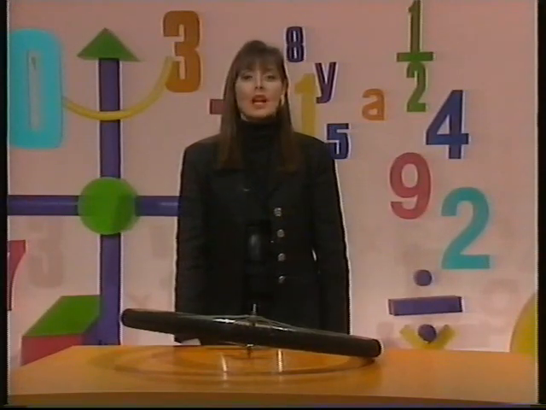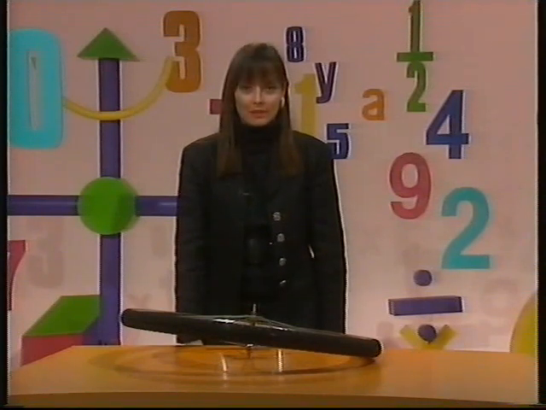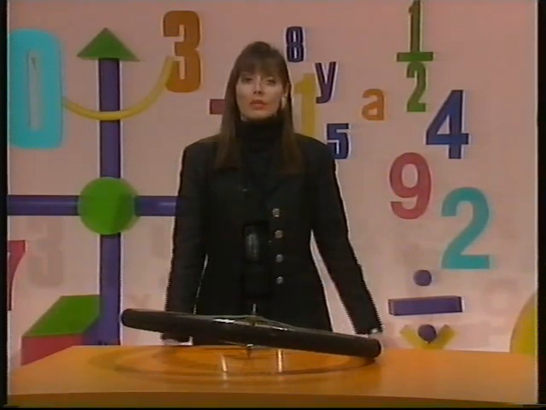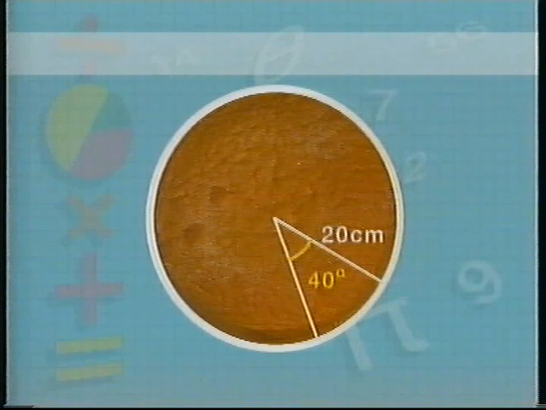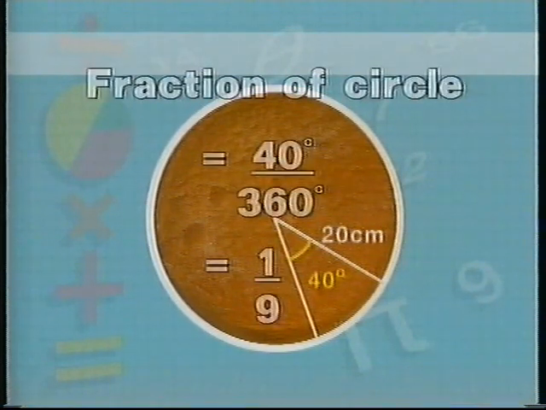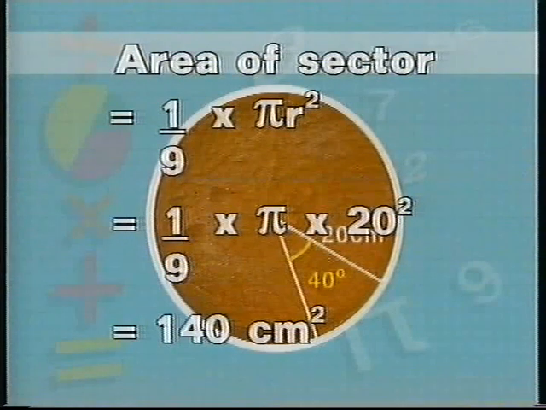You can use this method to calculate the areas of sectors. If you wanted the area of this bit of cake, you could easily calculate the area of the whole cake and multiply it by the fraction of the circle. So the fraction here equals 40 over 360, which equals 1/9. So the area of this sector equals 1/9 multiplied by pi multiplied by 20 squared, which equals 140 square centimetres.